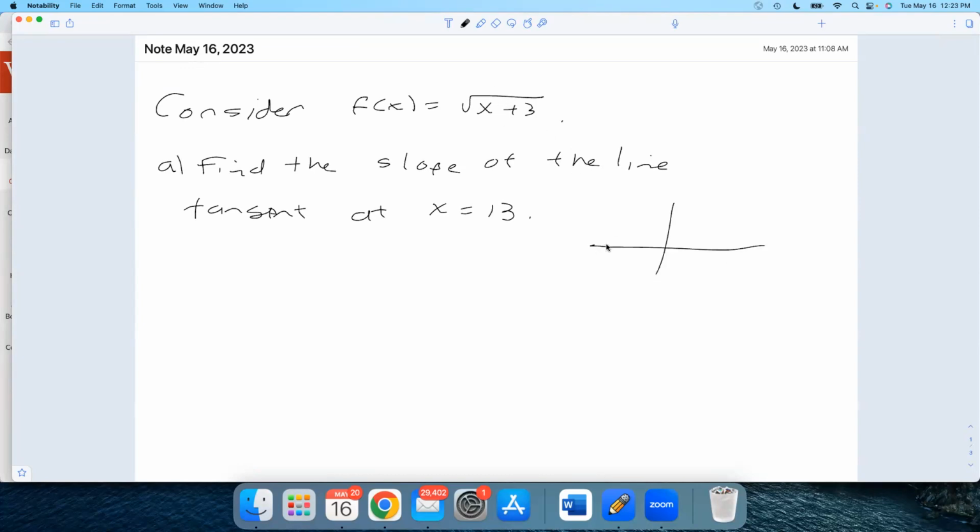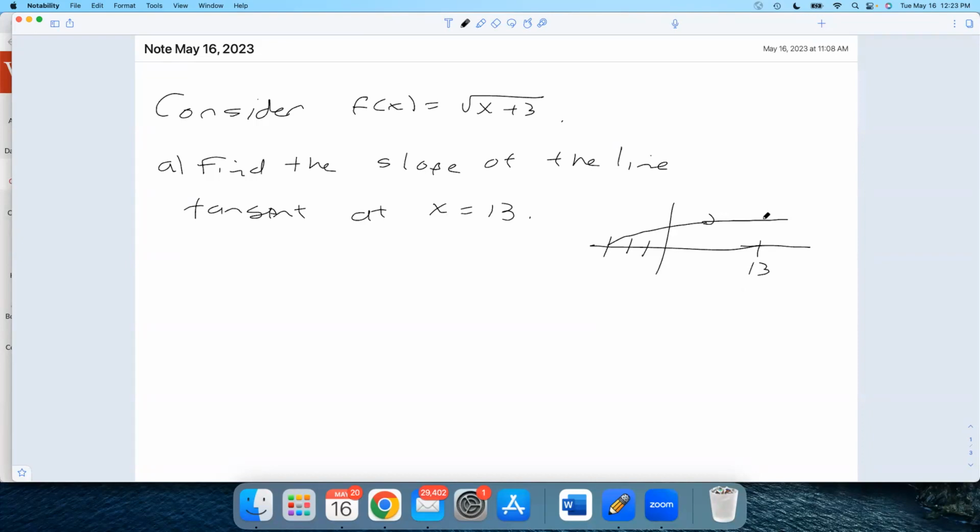This is square root of x shifted 3 to the left. You should know how to graph this. Like, you shouldn't even have to think about that. You should just graph it. And maybe I should have drawn it a little curvier, but you know what I'm graphing. And maybe let's extend it out here a little because we're going all the way over to 13.